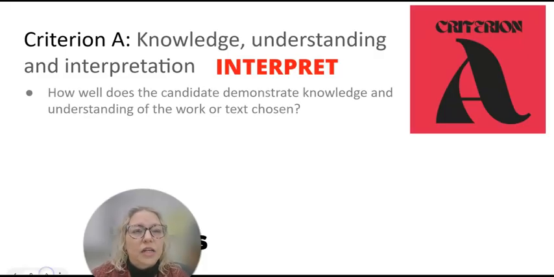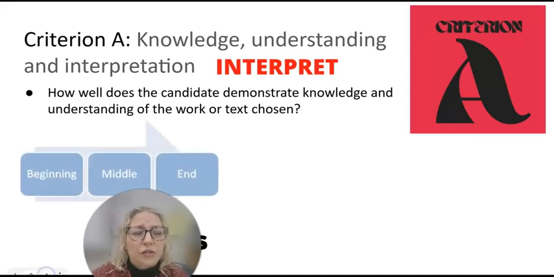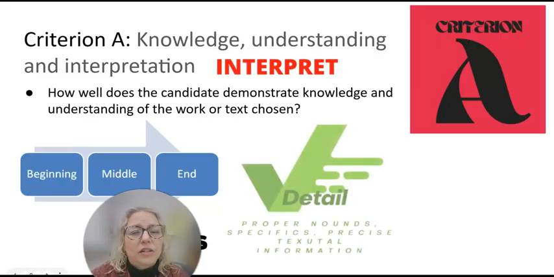We interpret. And the rubric asks, how well does the candidate demonstrate knowledge and understanding of the work or text chosen? Do you have a good example from the beginning, the middle, and the end of the text? That's going to be important. How about your details? Are you using specific, proper nouns, precise textual information instead of general summary type information? Are you using those good textual details that I would check off in your mastery check?